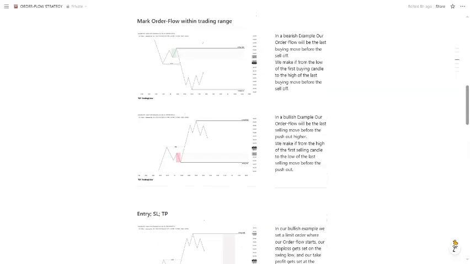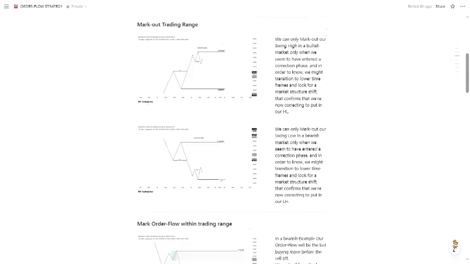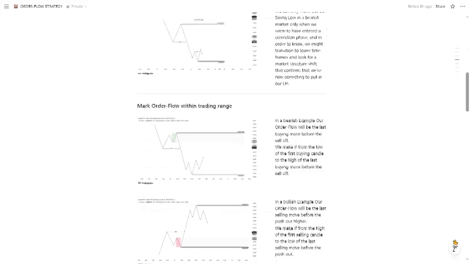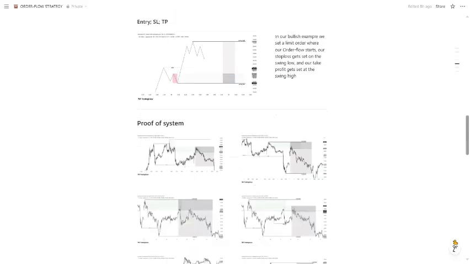Step 1. What is step 1? Here we can see: determine trend direction. Step 2, mark out your trading range. Mark out your order flow within your trading range, where you set your entry, your stop loss, and your take profit.